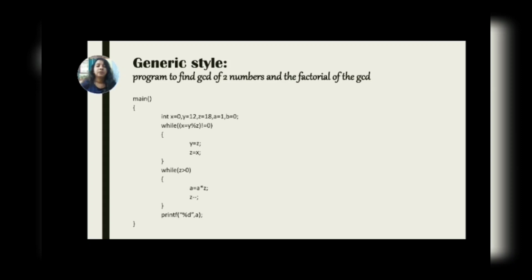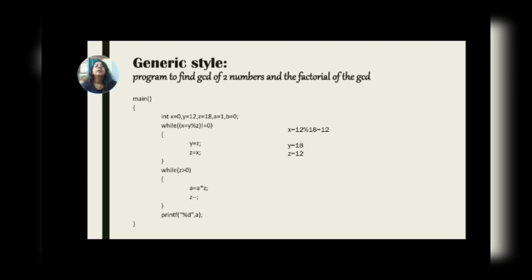Now there are two while loops. The first while loop finds the GCD of the two numbers. The second while loop finds the factorial of the GCD. Now let's see how the first while loop is executed. In the first while loop, X is first assigned the value of Y modulo Z. What's Y here? It's 12. What's Z? It's 18. So X is assigned the value of 12 modulo 18, which is 12. The remainder of the division is 12. So X is assigned the value of 12. Next, Y is assigned the value of Z, which is 18. Z is assigned the value of X, which is 12.